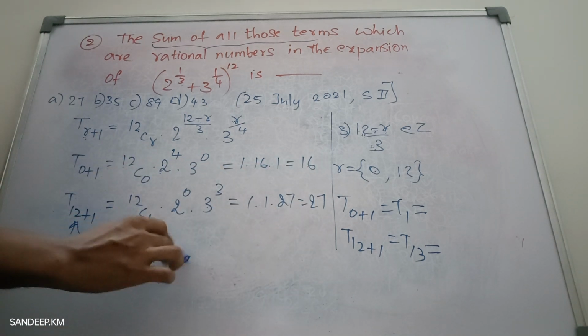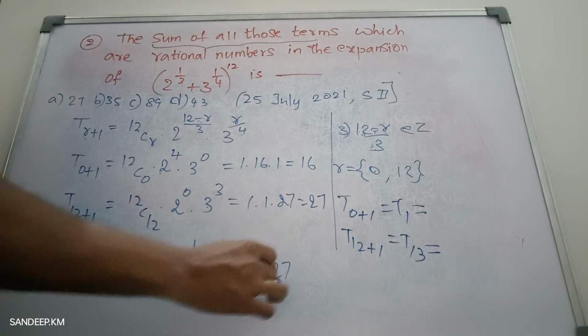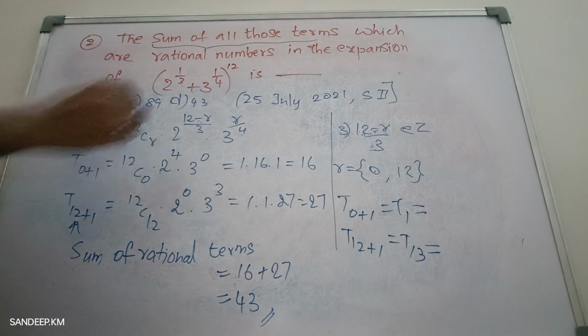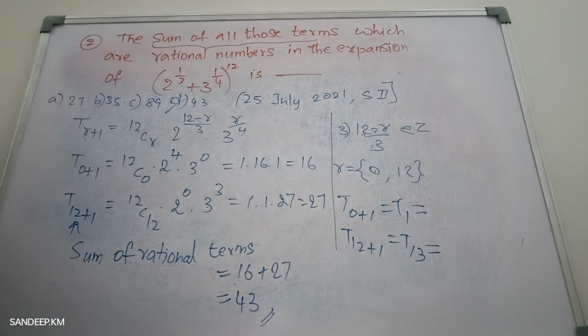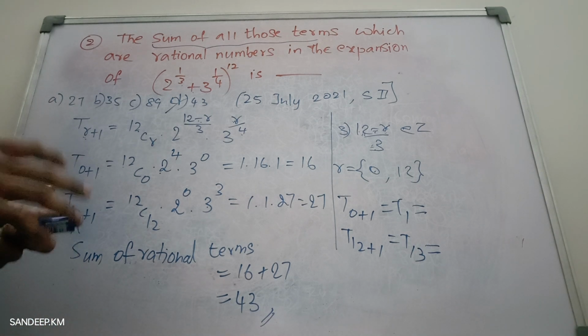Sum of rational terms is equal to 16 plus 27, which is equal to 43. Right? The answer for this question is 43. It is the last option. So this was given in a previous year Mains paper. So I hope it's easy for you, right? Let us go with 2 more examples to get clear clarity about it.